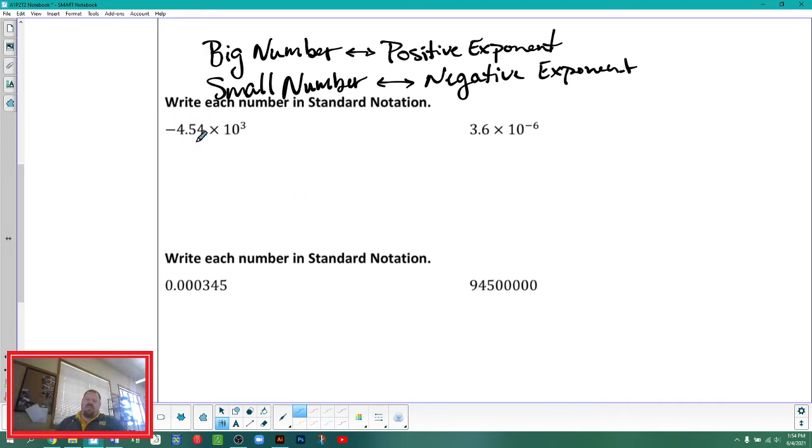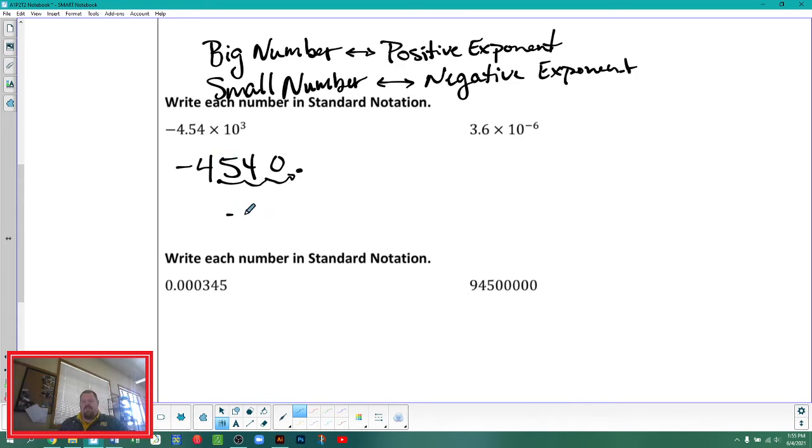So a number like this, negative 4.54 times 10 to the third. 3 is a positive exponent, so this is a big number. Now it's a big negative number. We have to accept that. But that means that the decimal is going to make this a big number, a number with commas instead of a decimal and a bunch of zeros. Okay, so the decimal started here. It's going to move 3 places to the right. And I'm going to fill in any gaps with zeros.